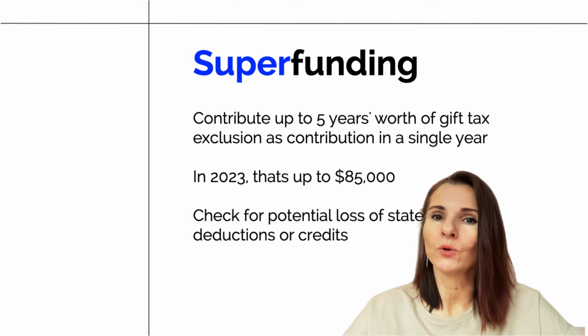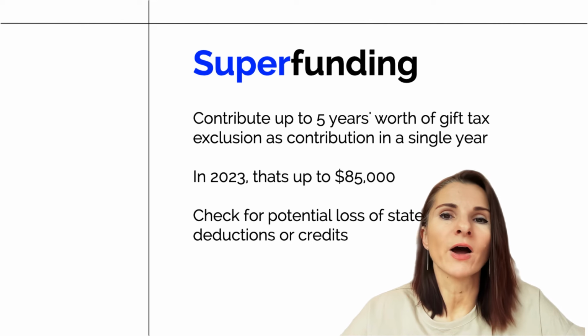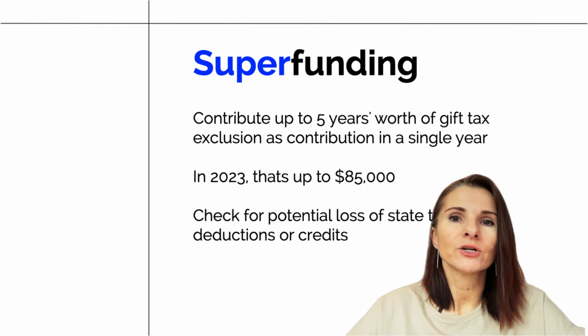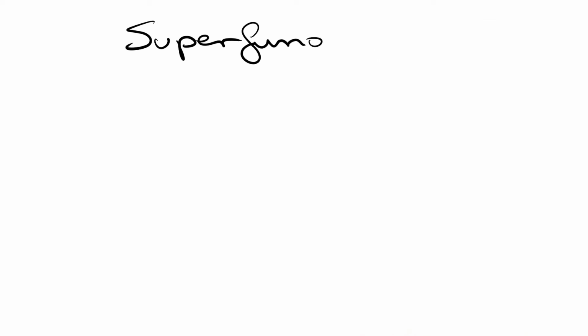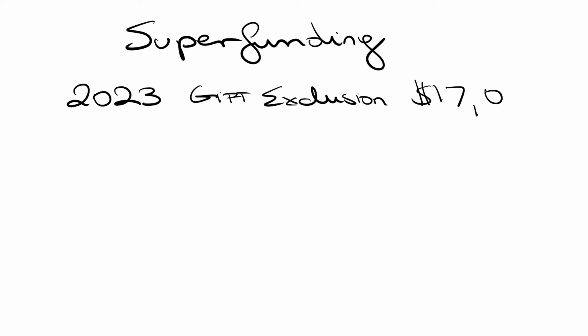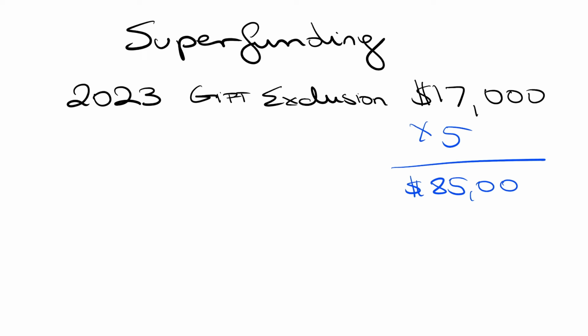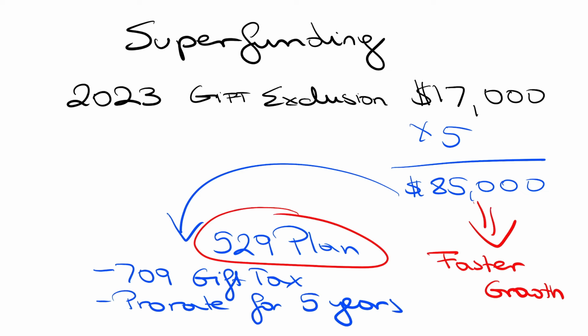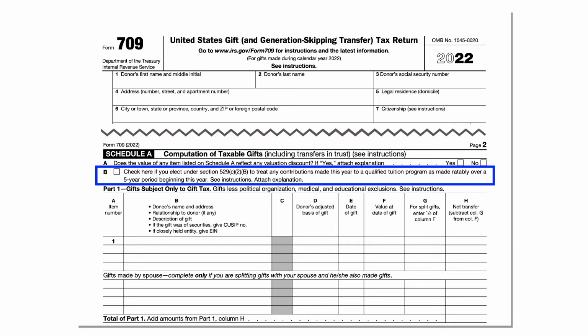There's also a very cool rule which allows you to superfund your 529 plan, which allows you to put in 5 years' worth of funds in one single year. So for 2023, that is 5 times 17,000, which equals 85,000. You would have to file a 709 gift tax return and prorate it over a 5-year period. Check the box on Schedule A. Also be aware of losing any state tax deductions or credits.